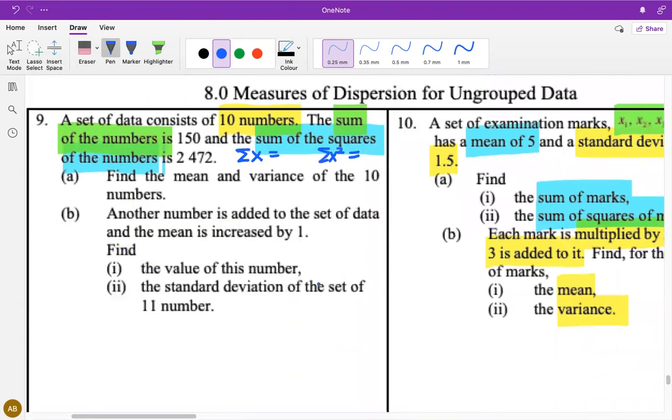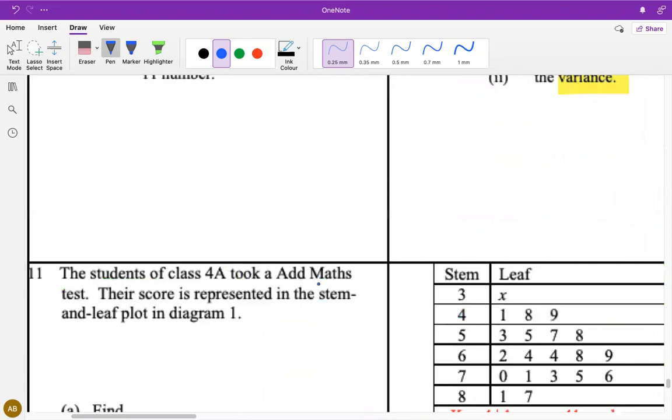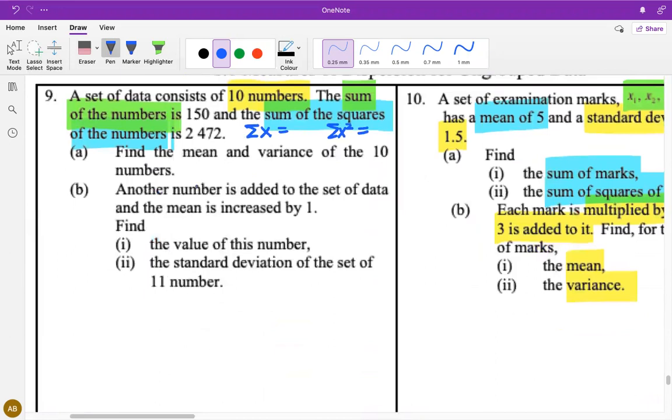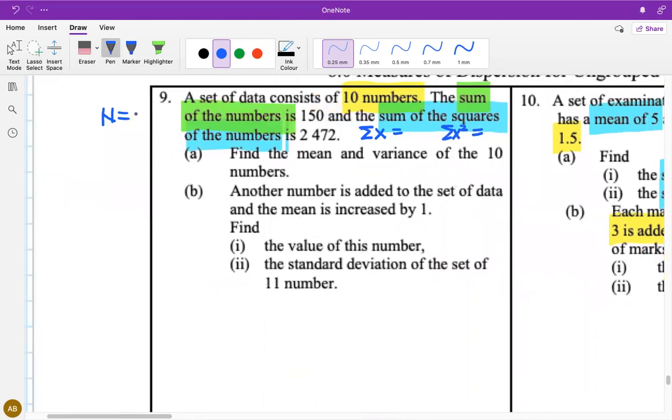So let's go to number 9. Okay, there are 11 questions. A set of data consists of 10 numbers, so you must know what n is. n is 10. The sum of the numbers is 150, and the sum of squares is 2472. Find the mean and variance of the 10 numbers. So A, the mean is 150 divided by 10, so it's 15.